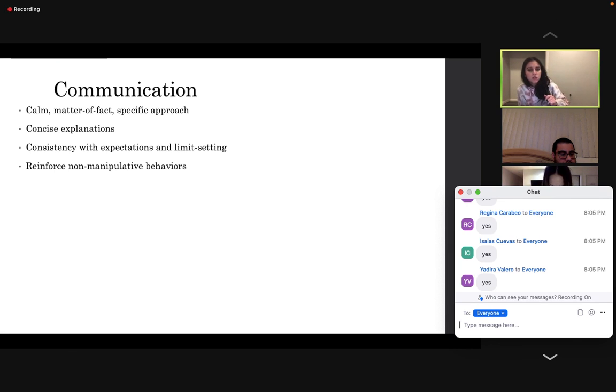Be consistent with expectations. If you're setting a limit, no, you can't cross to the nurse's station. You're not allowed to. Make sure every other nurse on the unit sets the same limit. If you told them they can't have a cigarette right now, make sure the other nurses are telling them the same thing. Set limits, because they like to manipulate, and reinforce non-manipulative behaviors, okay? "Nurse, can I go to the common room and just blast the music?" No, you can't do that, okay?